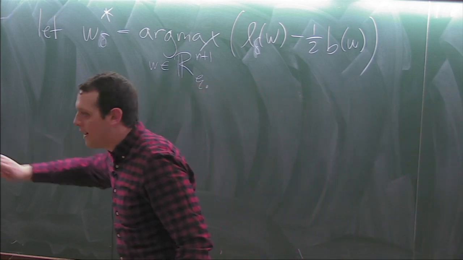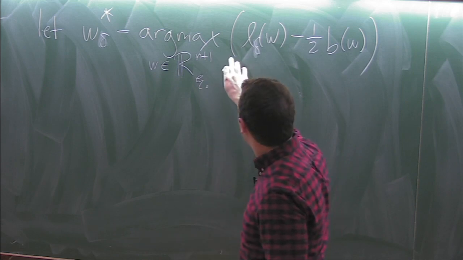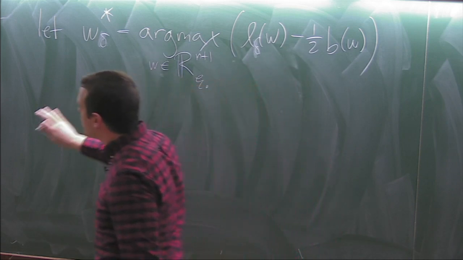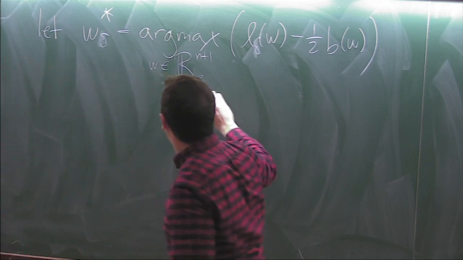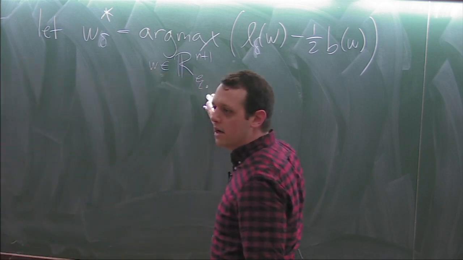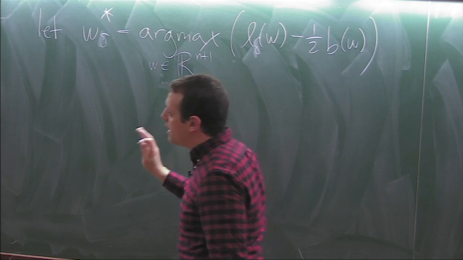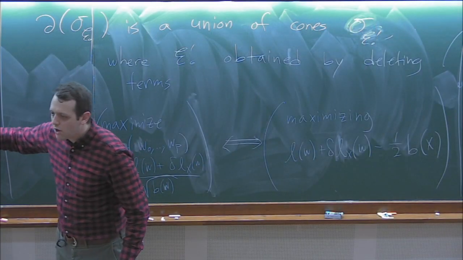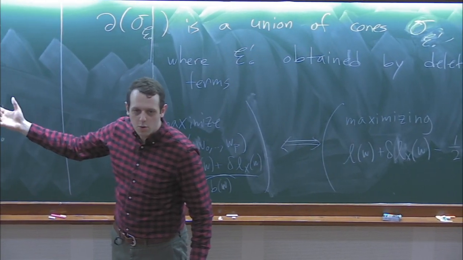So, like I said, you can actually just calculate this explicitly. So I can say, okay, let the optimal thing be whatever this would be, but this is an argmax on R^{n+1}, right? Not on the cone. The thing is that the rest of the points in this R^{n+1} aren't actually in this space. They don't actually correspond to filtrations.